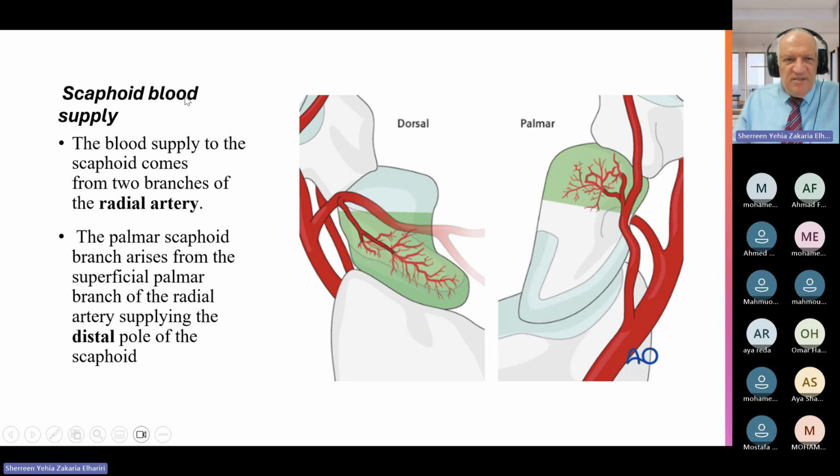Of course, the scaphoid blood supply arises distally, and this explains why the scaphoid has avascular necrosis. It is like the avascular necrosis we have in the neck of the femur and lower tibia, but the common ones are the scaphoid and the neck of the femur.